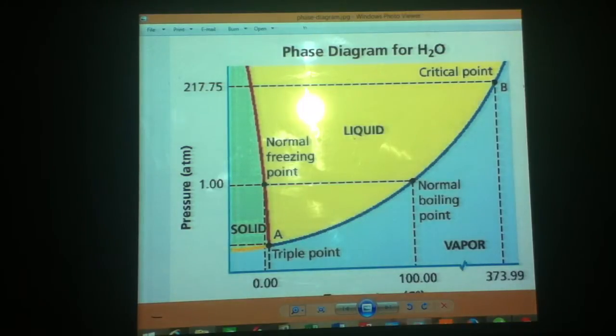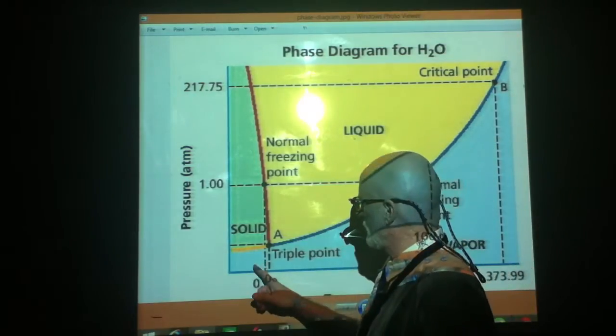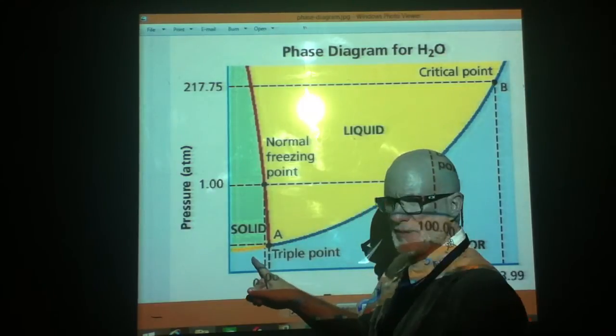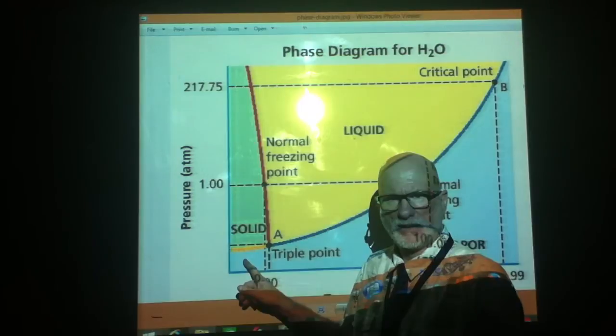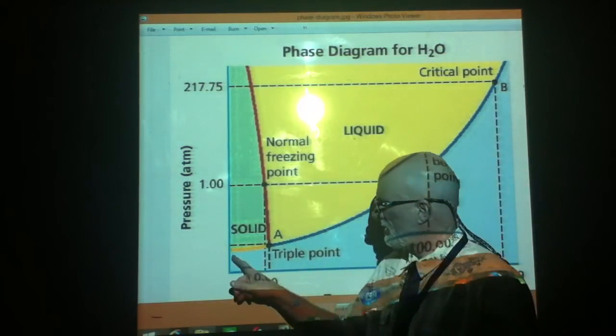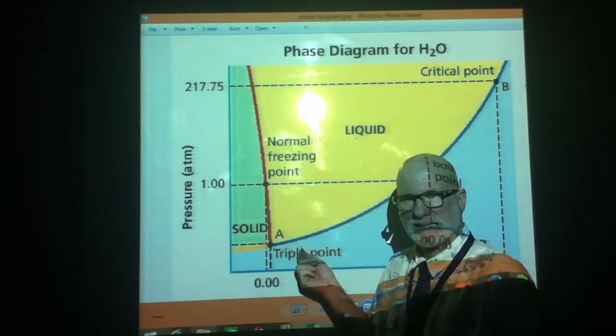See? There's a little place where you're going from a solid to a gas. This actually should be a solid down here, shouldn't it? Isn't that a solid down here? Yeah, that says gas. That says vapor. This actually should be solid, shouldn't it? Sorry. So this is where you can go from a solid to a gas.